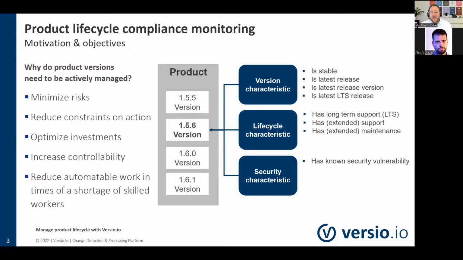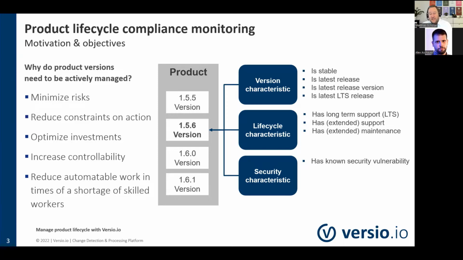What are the specific characteristics on which we can evaluate a product version? First of all, it is the version number itself. It tells us whether it is a stable version and whether it is one of the latest versions of the latest release. Secondly, there is information about each release, for how long maintenance and support is provided, and whether long-term support is offered for the version. As a third piece of information, we can add known security vulnerabilities for the product version for evaluation.